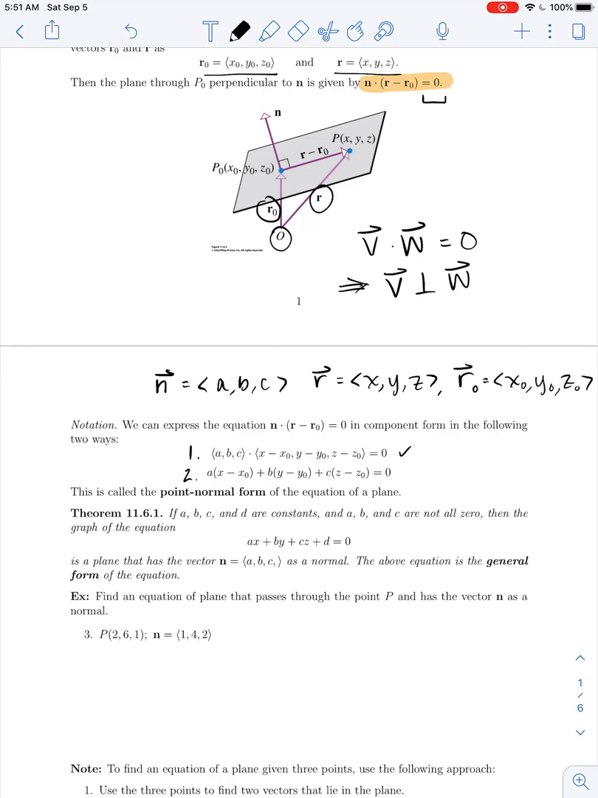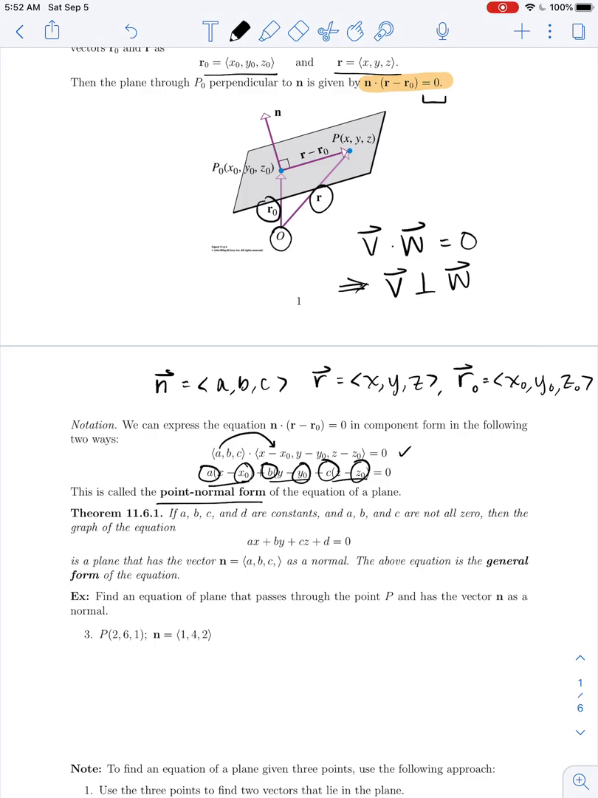You can also carry out the dot product, right? So take a times the first component in your second brackets, and that gives you your first term, plus the product of the second terms, plus the product of the third terms. So this is called the point normal form. The reason it's called the point normal form is that, especially in the case of the second one, you can quickly pull off a point and a normal. The point is just going to be the x naught, y naught, z naught pulled off. And of course, the normal is just the coefficients a, b, and c. So that's point normal form.